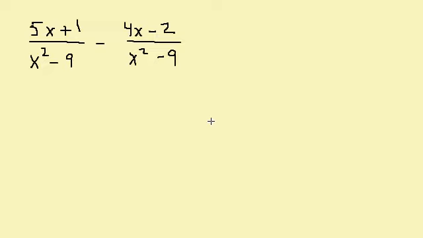Alright, let's look at adding and subtracting rational expressions. Whenever we're adding or subtracting rational expressions, we have to make sure we have a common denominator. And you can see in this one that we have a common denominator of x squared minus 9. So since we have a common denominator, we can combine the numerators and put it over the common denominator.